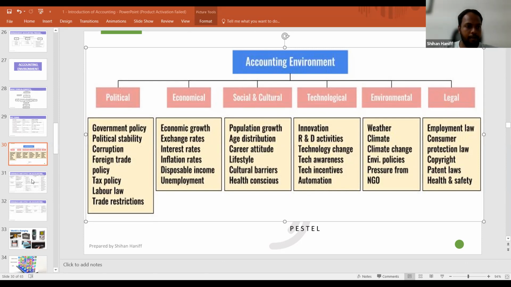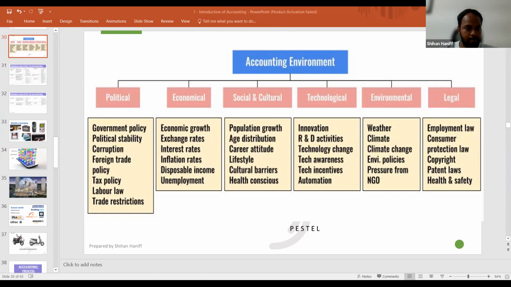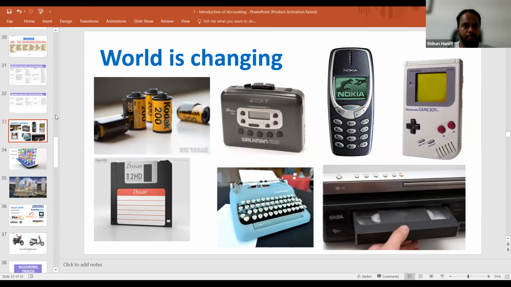Right. Now let's do an example. If you take technological factors, now the world is changing. These are the things we used when we were small. Now the environmental factors, the technology and everything have changed. Now we don't see any of these.